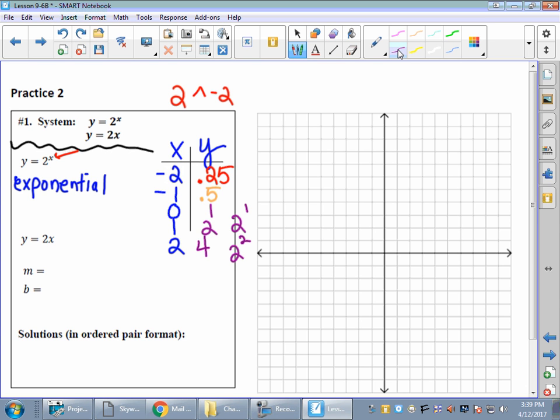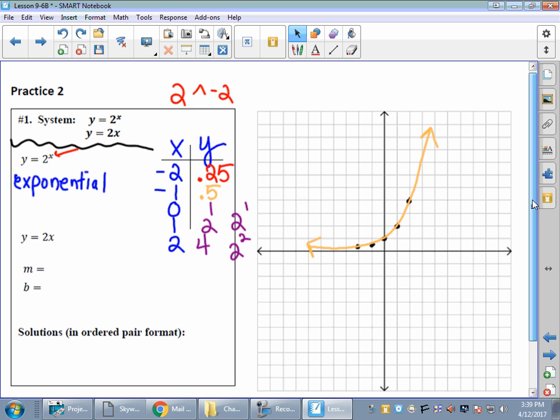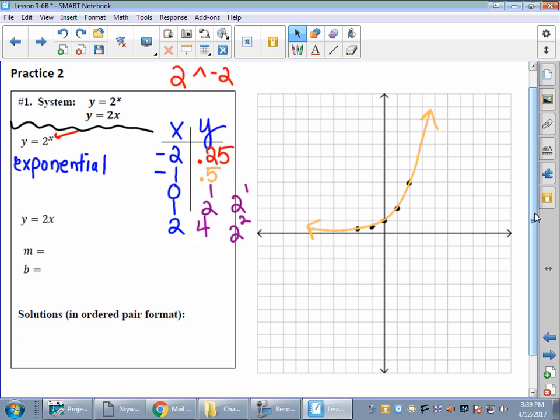Hard part's done. Let's just get these points on my graph. So -2 up a little bit, a quarter. -1 up a half. 0 up 1, over 1 up 2, and over 2 up 4. So here is my exponential graph. Is that exponential growth or exponential decay? Absolutely growth, right?